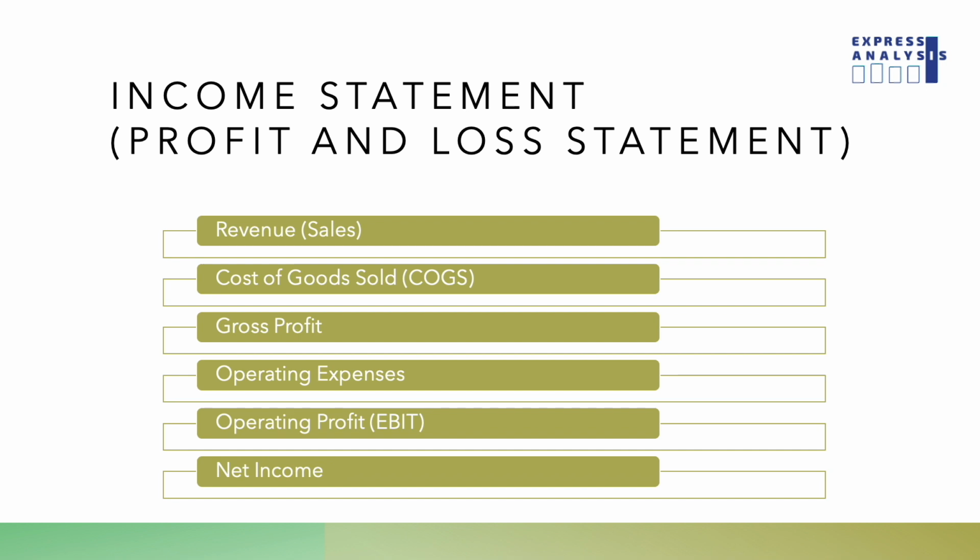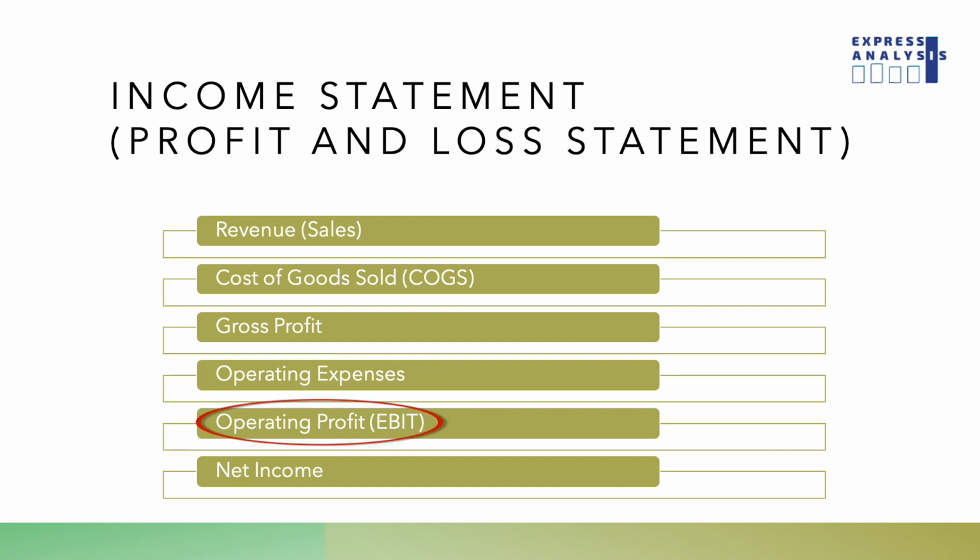Key elements include revenue, sales. This is the total income generated from the sale of goods or services before any expenses are deducted. Cost of goods sold, COGS, the direct costs associated with the production of goods or services sold by the company. Gross profit, revenue minus cost of goods sold, representing the profit before operating expenses. Operating expenses, costs related to running the business, including salaries, rent, utilities, and administrative expenses.